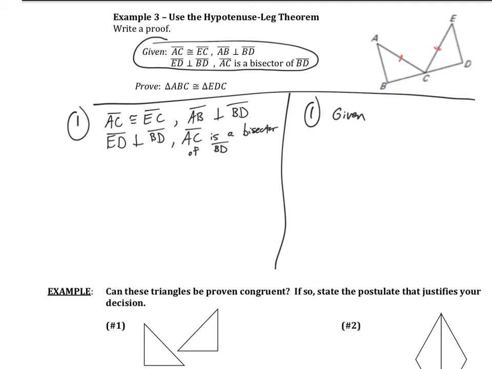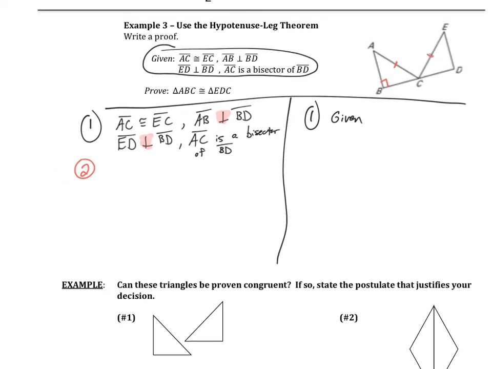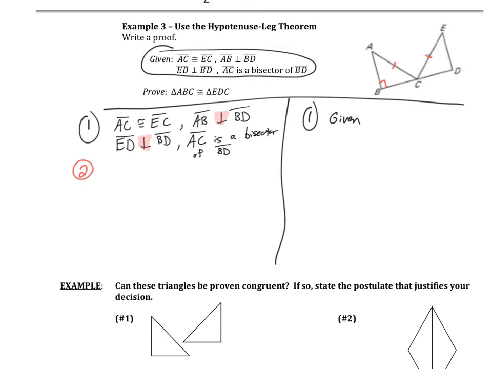Okay, what I want you to think about is, what does it mean when they say it's perpendicular to? What does that mean if something's perpendicular? It forms a right angle. So if AB is perpendicular to BD, that means there's a right angle right there. And if ED is perpendicular to BD, there's a right angle right there. So we can say angle B and angle D are right angles.